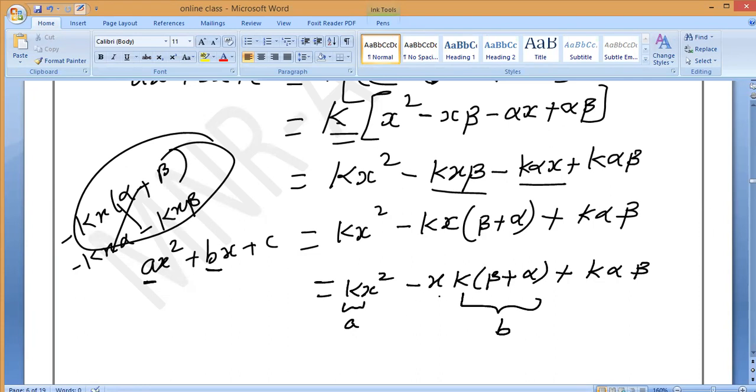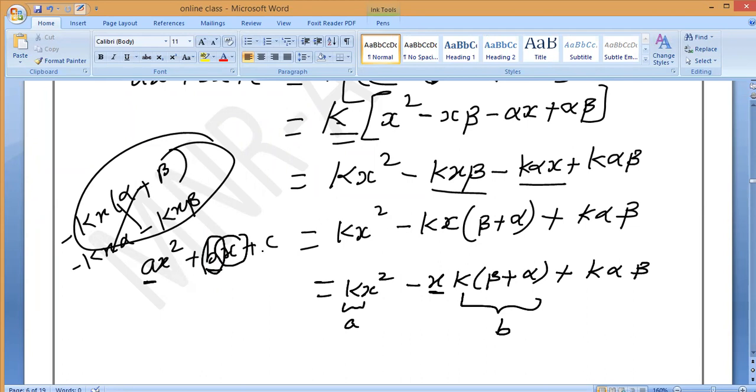Nobody is responding. X is x. You can observe here, x is x. So in place of b, what is there? Compare these two equations. Compare. In place of b, what is extra here? Minus k x, alpha plus beta. Is it yes or no?